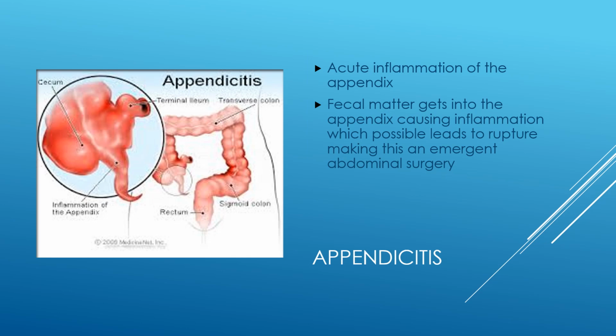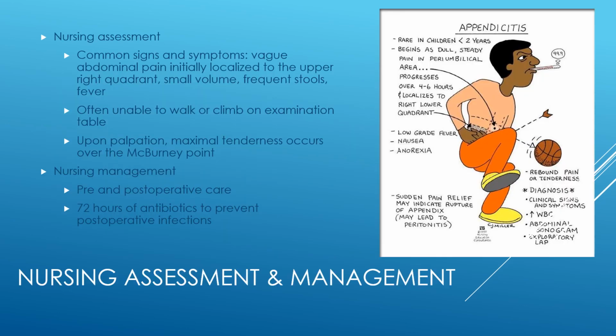All right, let's move into appendicitis. Appendicitis is an acute inflammation of the appendix. Fecal matter gets into the appendix, causing inflammation, which possibly leads to rupture, making this an emergent abdominal surgery. Early diagnosis and intervention are key to assessment to avoid perforation.